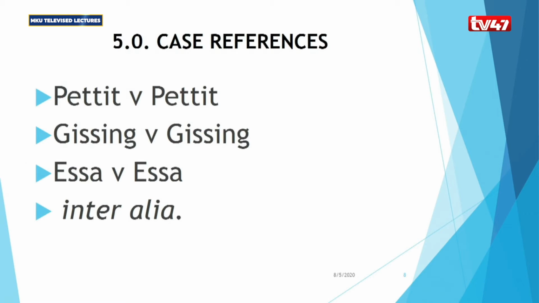So, for example, some English cases on this. When someone looks at Pettitt v. Pettitt, here is a case dealing with alimony: can a husband be compelled to provide maintenance for a separated wife? And the answer is yes, because the husband has a source of income, even during the pendency of a case. Another case that we can look at is Gissing versus Gissing. And this case is authority for the point that matrimonial property rights can be determined within marriage.